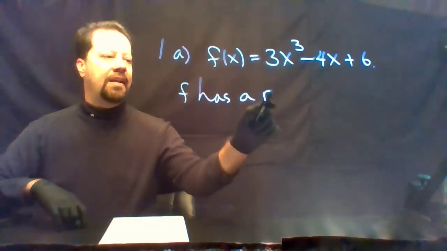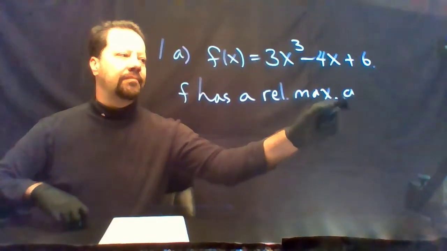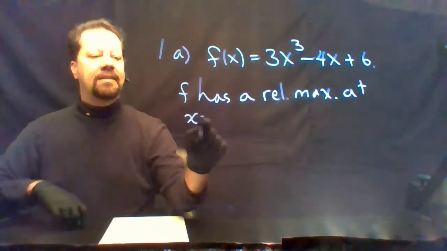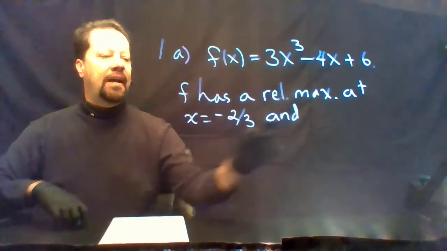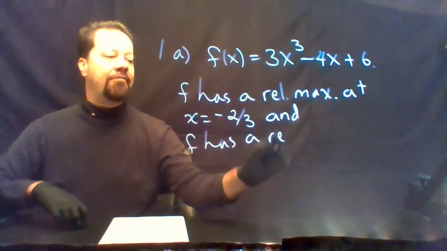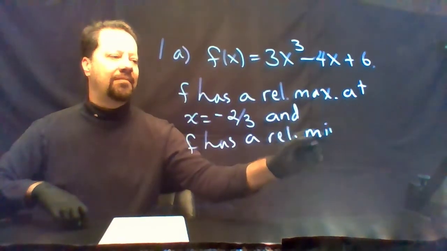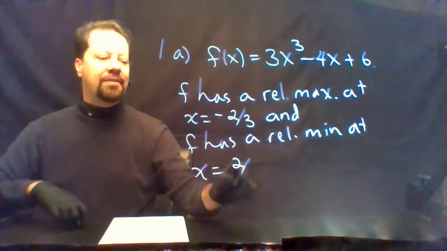F has a relative max at x equals negative 2/3, and F has a relative min at x equals positive 2/3.